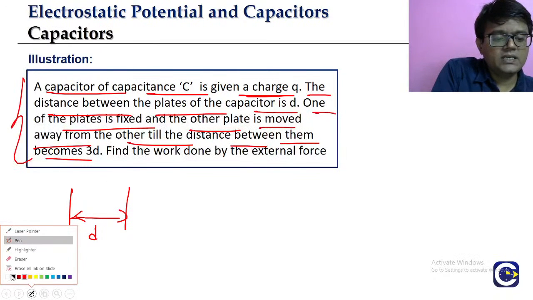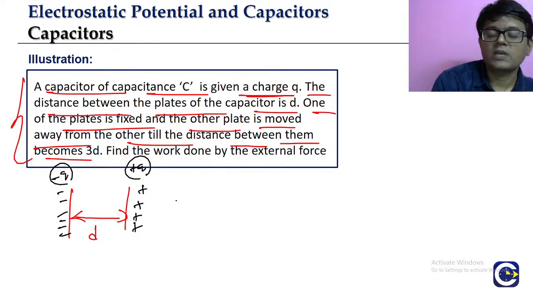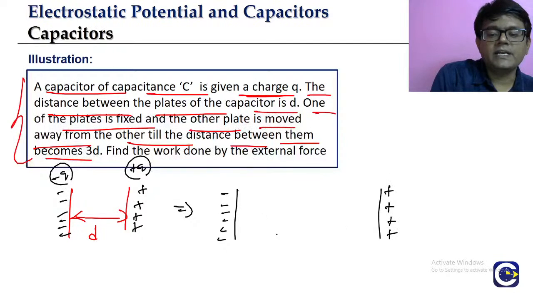Slowly. So let's say one plate has negative charge and the other plate has positive charge. So this side will be minus Q, this side will be plus Q. Now we are fixing one plate and moving the other plate so that the distance between the plates becomes 3D.